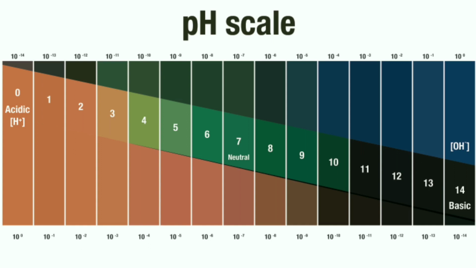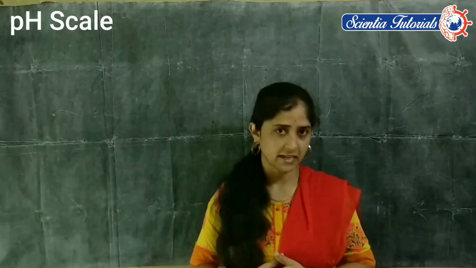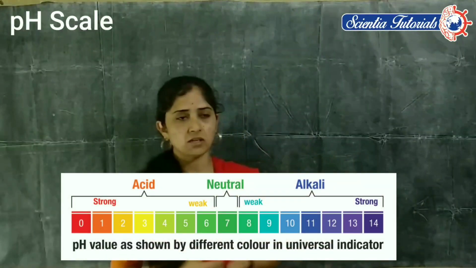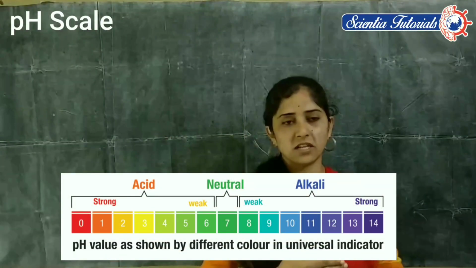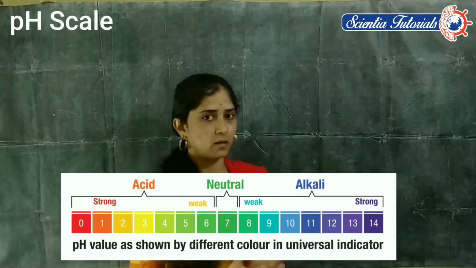Here we can observe different colors. Values 0 to 6 indicate the colors of the acids, and 8 to 14 indicate the colors of the bases. Then how do we use this pH scale? You can observe here which values give the information about acid and which values give the information of the base by this picture.